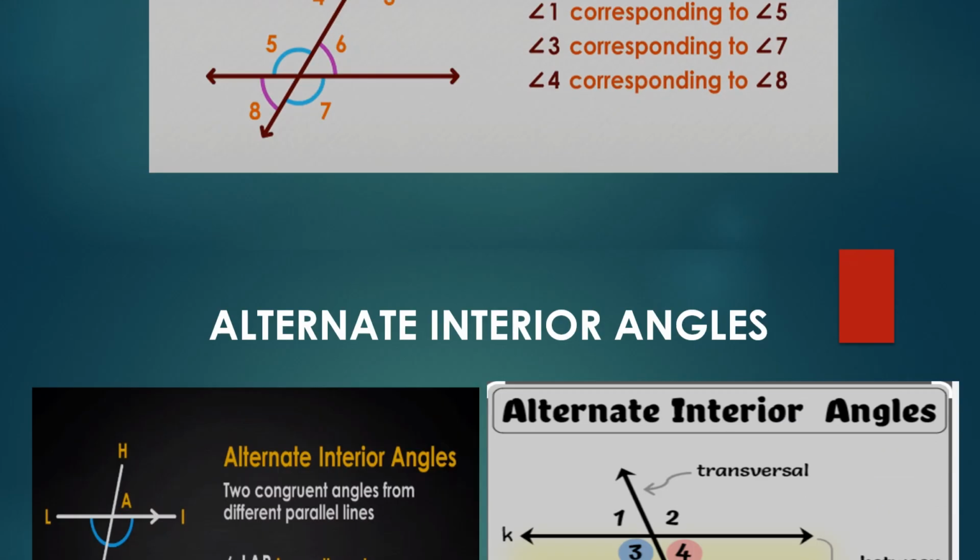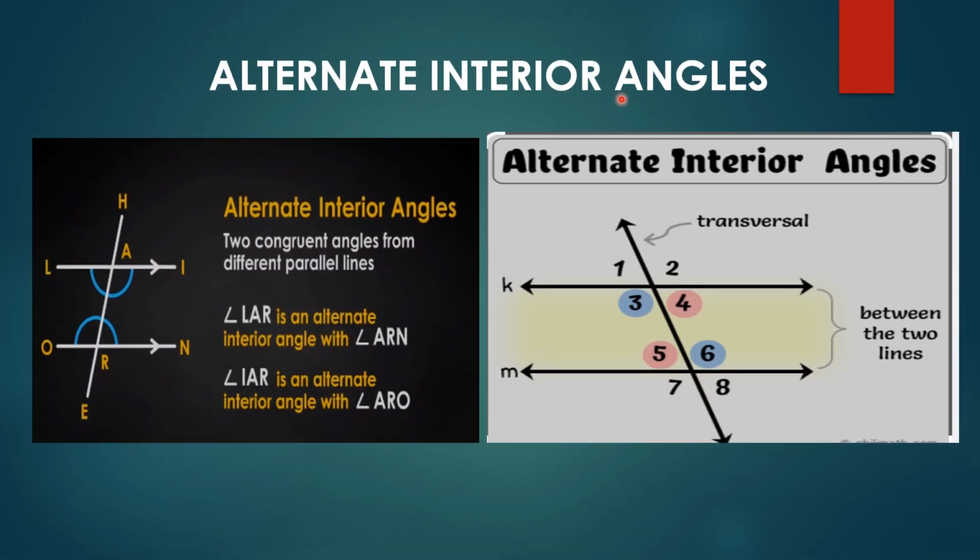Now let's talk about alternate interior angles. As you can see, two congruent angles from different parallel lines. Let's say we have angle LAR, that is this angle, which is equal to angle ARN, that is this angle. So basically you can see in this image angle 3 and angle 6. These two are alternate interior angles. This is another pair of alternate interior angles, which is angle 4 and angle 5, colored with pink here.